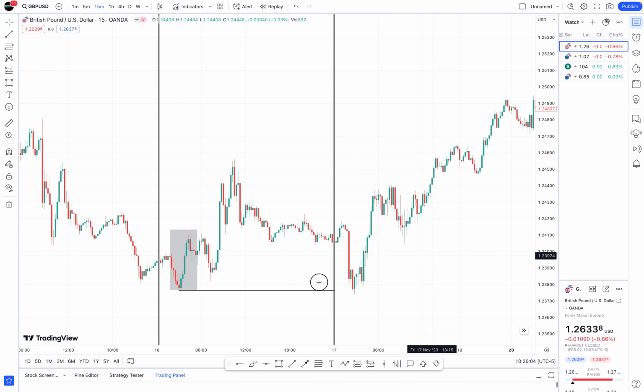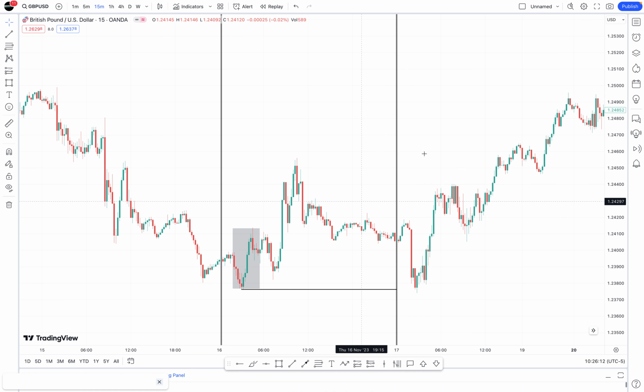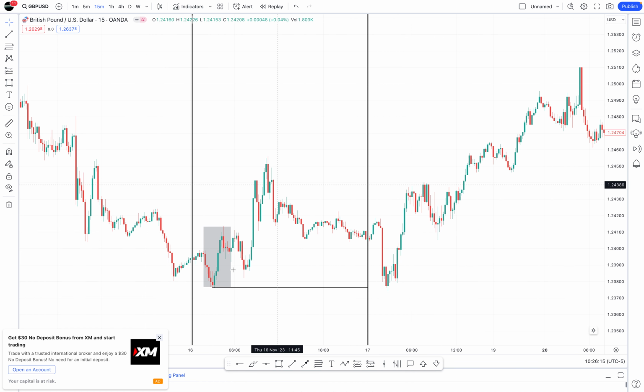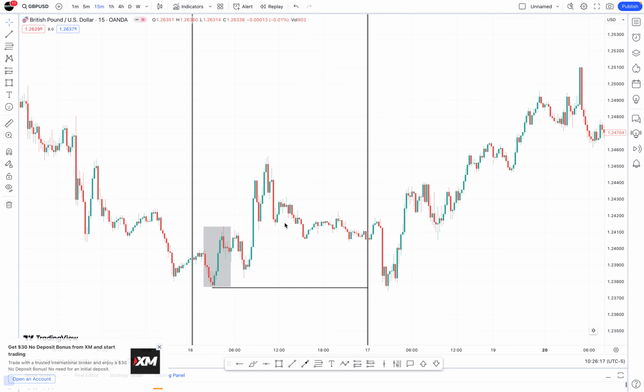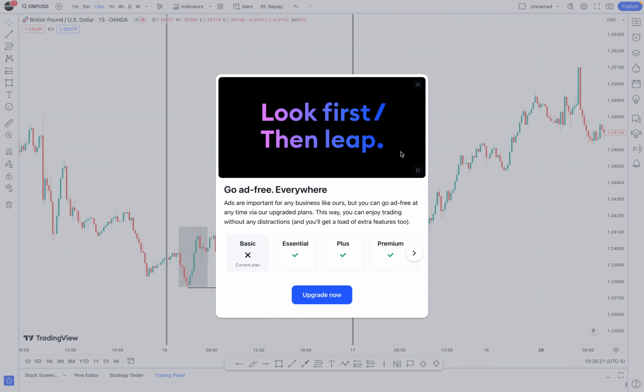Continue forward. Oh, sorry, it's a super hot day here, so my MacBook's overheating. Okay, now next day, yeah, I didn't upgrade as well. Don't need that crap.